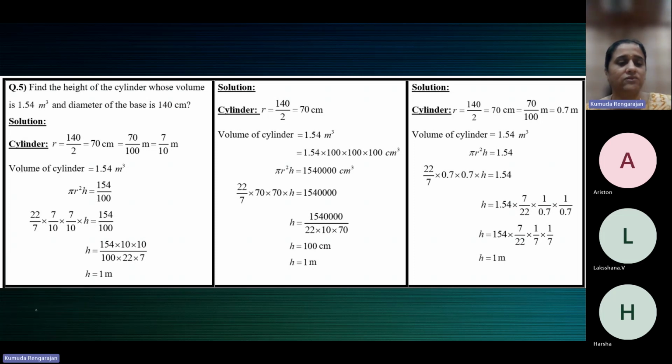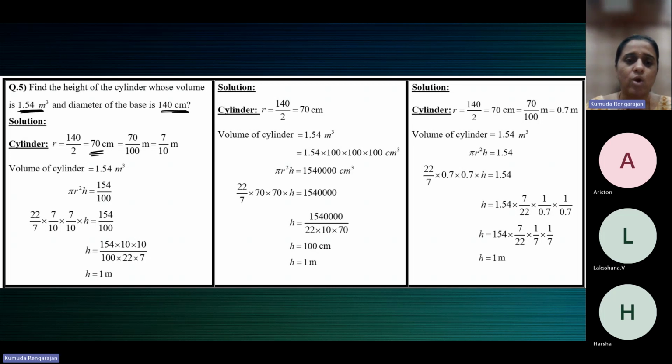In the three different methods, we just see how you can convert centimeter to meter or meter to centimeter. In the first method, I've converted the radius of 70 centimeters to meters, because the volume is given in meter cubed, but the diameter of the base is in centimeter. So you need to have uniformity with the units. Either both should be in meter or both in centimeter.